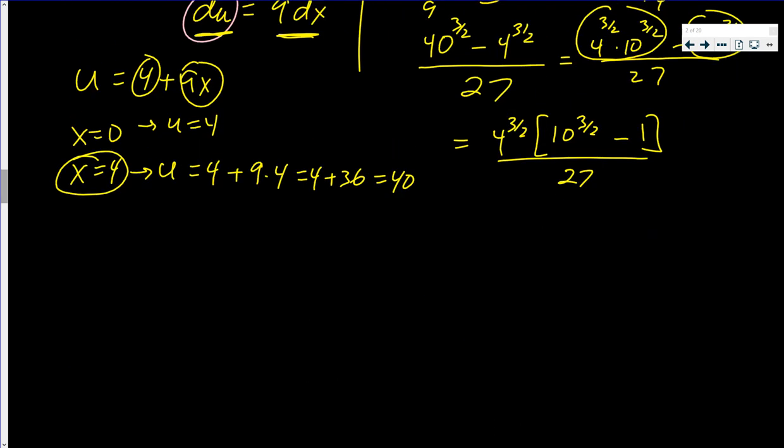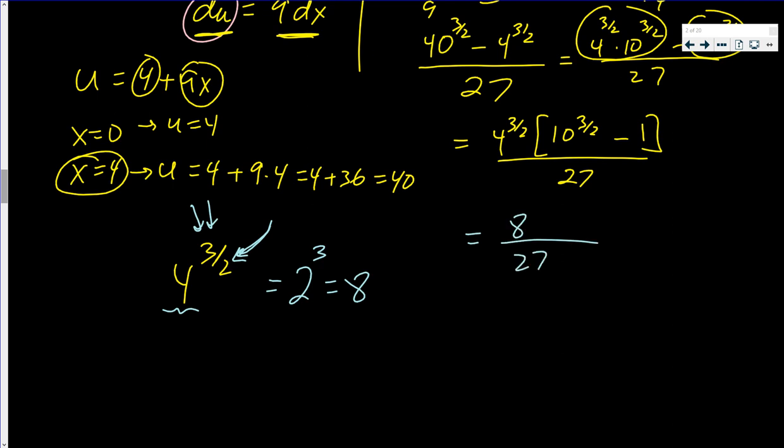Now, how much is 4 to the 3 halves? To do such a problem, you have to know what questions to ask yourself. What times itself that number of times gives you that number? That is, what times itself 2 times gives you 4? Well, I hope you know that's 2. And then multiply that answer by itself 3 times. So that's 8. So we have 8 over 27.